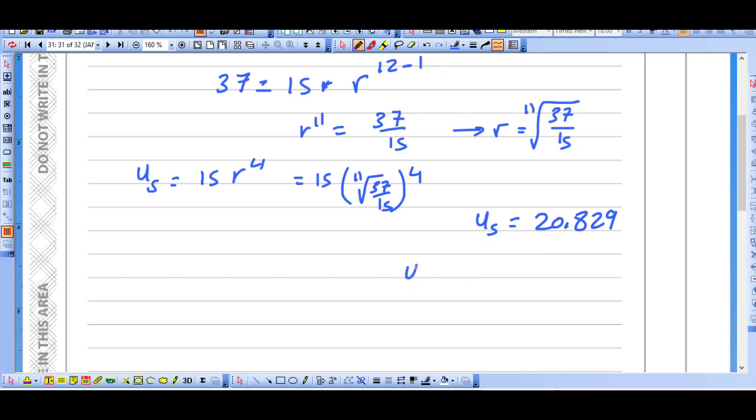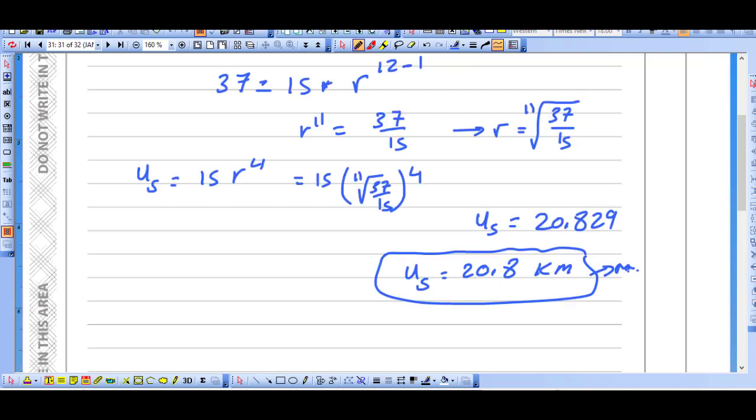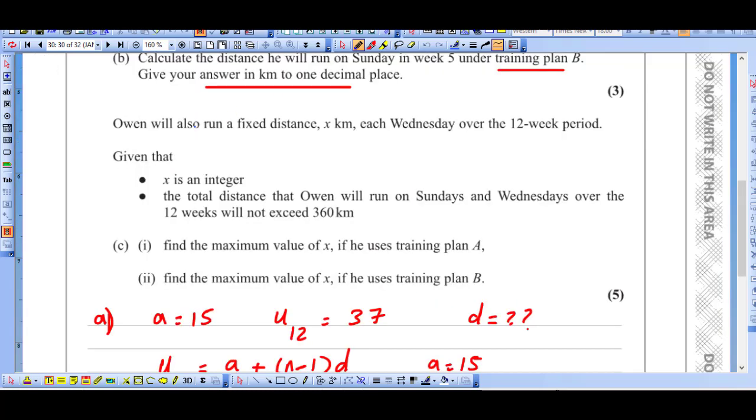20.829. You need one decimal place, so U5 is equal to 20.8 kilometers. And this is the answer of the question. Let us go ahead to another part.